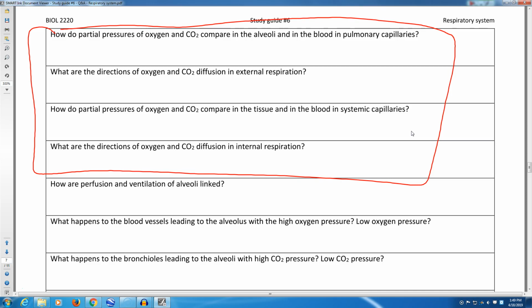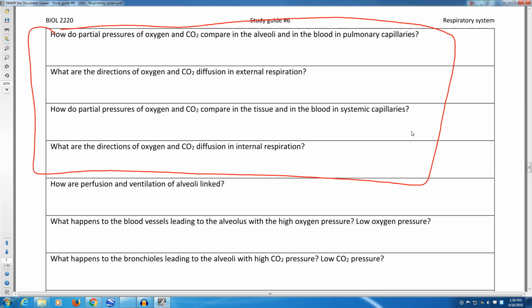CO2 in external goes where? Alveoli. In the internal? Nope, to the blood. CO2 goes to the blood. So, gas always goes from which pressure to which pressure? High to low.